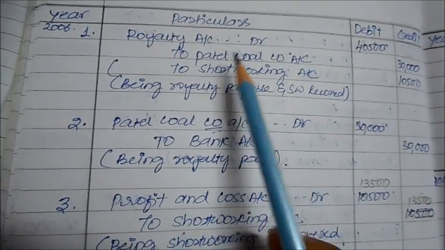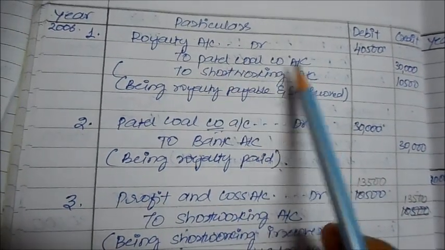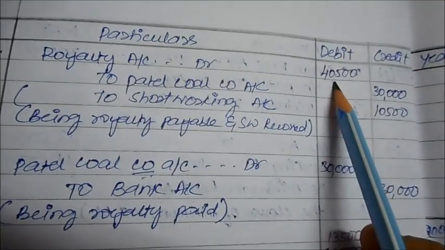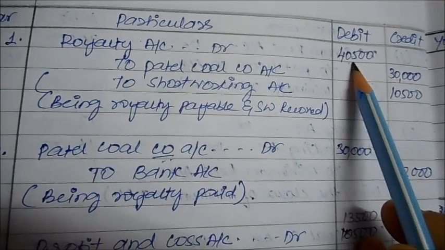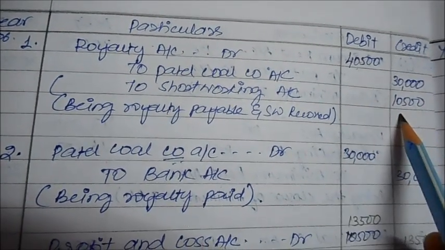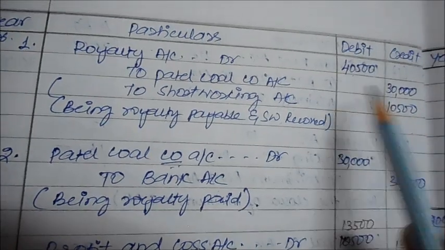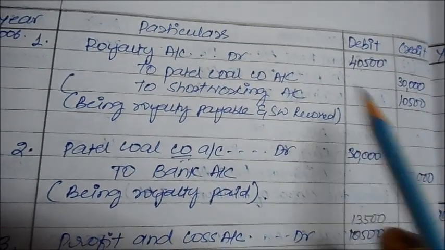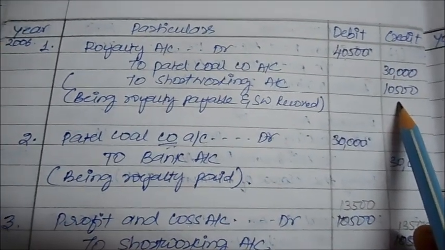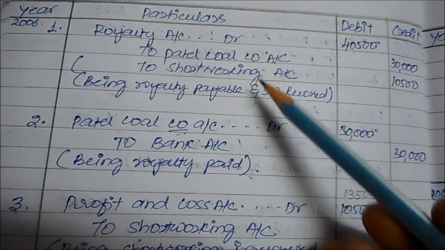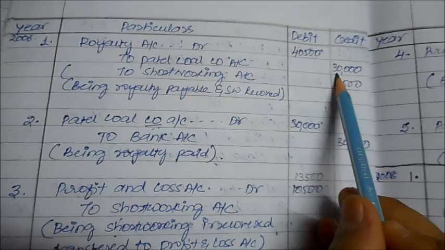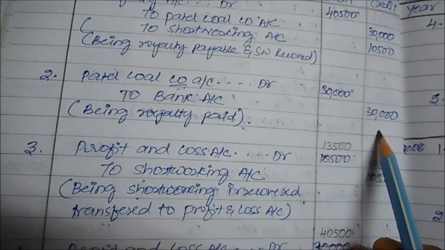What will be the first journal entry? Royalty account debit to Patel to short working account, telling that this was the actual amount of royalty that I actually had to pay, but because I had a short working recovering option, from this I deducted this amount, and now I am paying 30,000 only to Patel Coal Company account. From the previous year losses, I had the benefit of recovering my short working, so I have written 10,500. Now what do we do? Next thing is to record for royalty that is paid. How much royalty have you paid? 30,000. That will get transferred to his bank account.